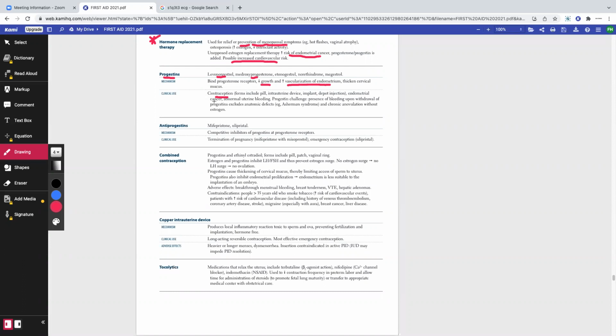Then they're used for contraception. They're used for endometrial carcinoma, abnormal uterine bleeding, and progestin challenge. What is progestin challenge? Progestin challenge is the presence of bleeding upon withdrawal of progestin. Okay, now let me tell you something.